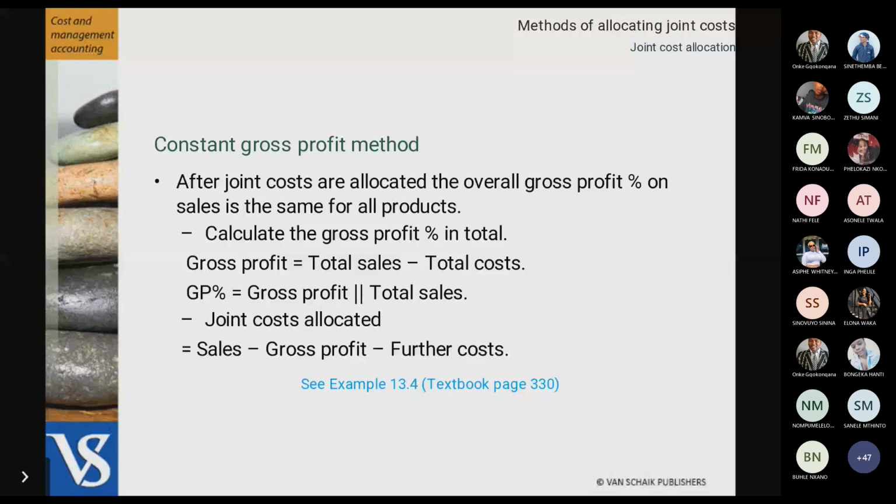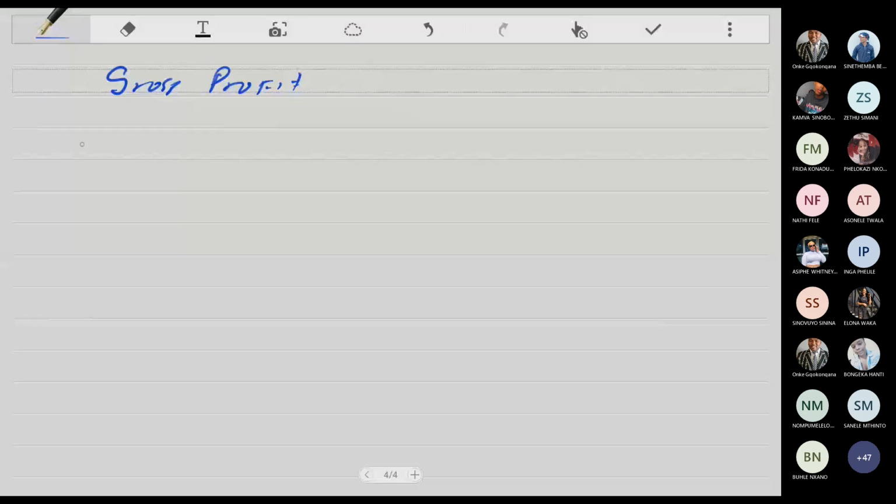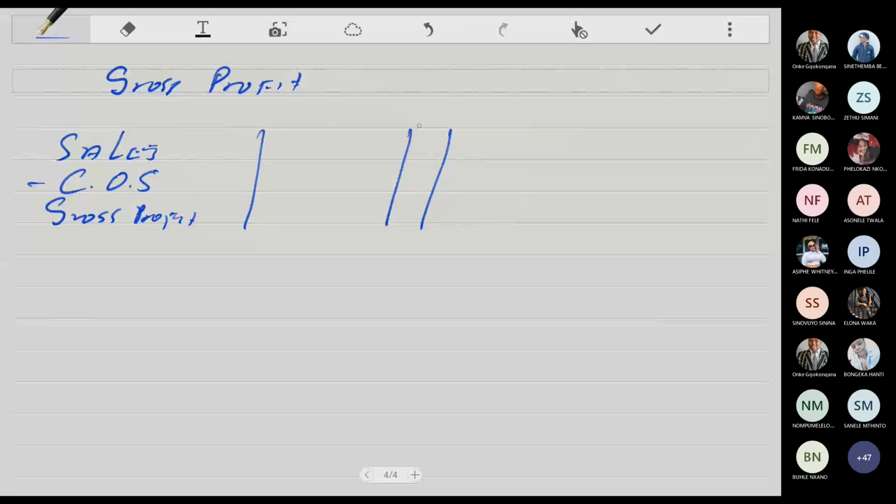So let's quickly look at this information and see how to do our calculation using the gross profit. So the first thing that we need to do is to calculate our gross profit. To calculate the gross profit, you take sales minus cost of sales so that we can have the gross profit, which we can express also in total and as a percentage.